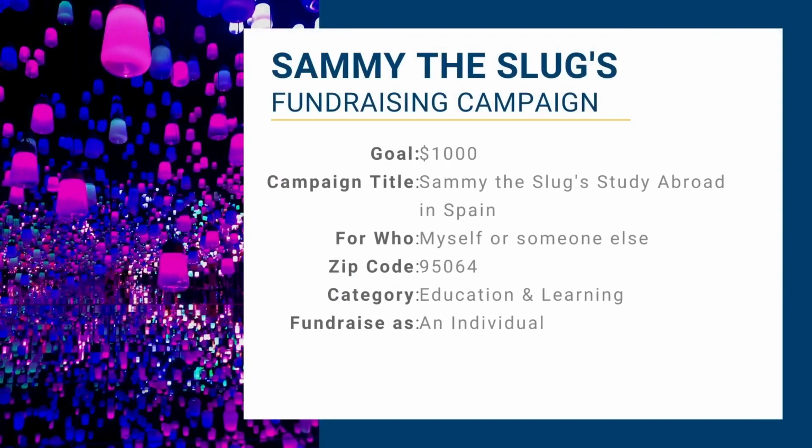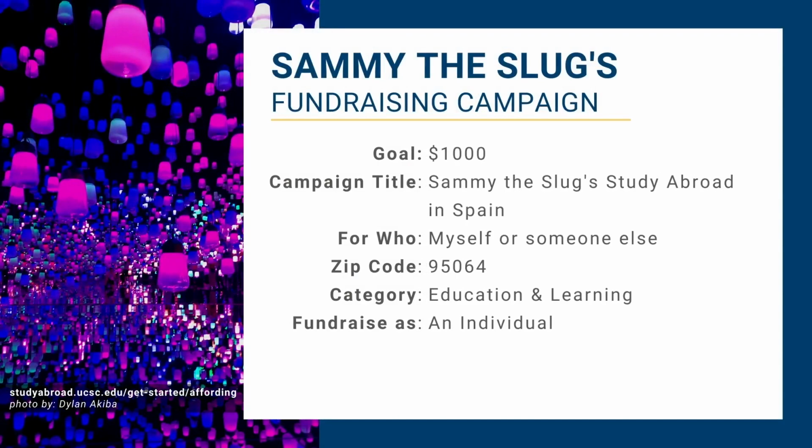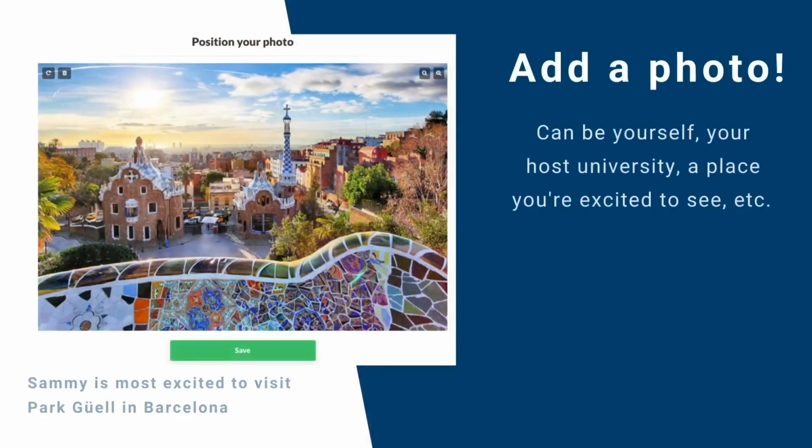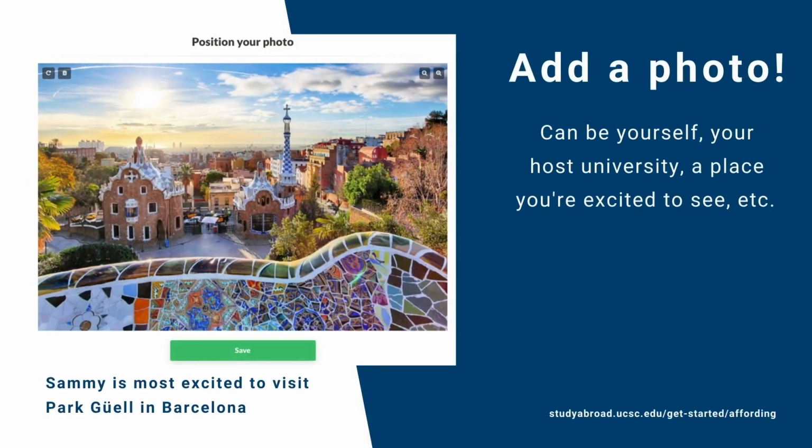Here is an example that we will continue to go back to in this presentation. Sammy the Slug is planning to study abroad in Spain next fall semester. The key things to highlight are his title, Sammy the Slug Study Abroad in Spain, as well as his goal of 1,000. Now, let's add a photo to make it more personal. You can do a photo of yourself, your host university, or the site you're most excited to see while abroad. Sammy is most excited to see Park Güell, so he will make that his main photo.